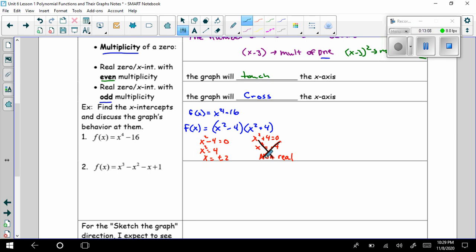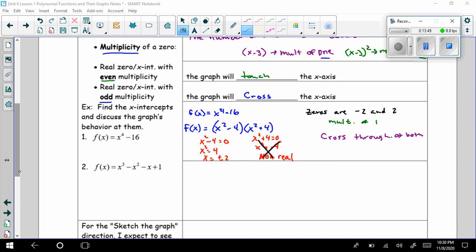Okay, so your zeros are negative 2 and positive 2. Well, each of those just has a multiplicity of 1 because we only got each of those answers exactly one time. All right, so because of that, they will cross through the x-axis at those 2 points. Okay, so they cross through at both.